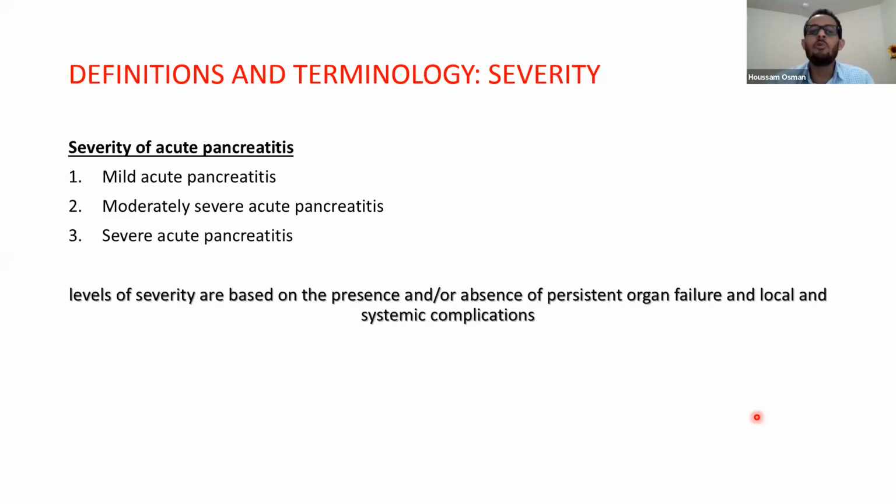The other thing we just said is that severe pancreatitis is very important because 10 to 30% of people will die. How do we define the severity of acute pancreatitis? The revised Atlanta classification identified 3 degrees of severity. We have mild acute pancreatitis, moderately severe acute pancreatitis, and severe acute pancreatitis. The difference between these three will depend on the presence or absence of persistent organ failure and local and systemic complication.